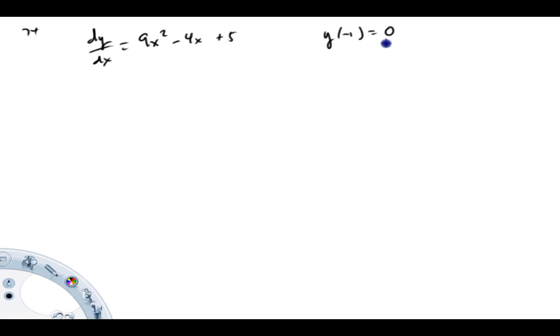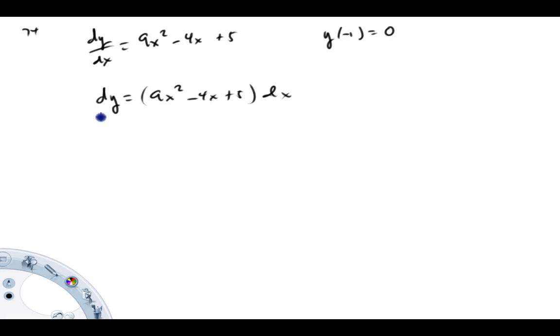So when solving this, the first derivative is a separable thing. It's the ratio of two differentials. So the first step in solving an equation like this would be to multiply both sides by dx, in which case this is going to read dy equals 9x squared minus 4x plus 5 dx.